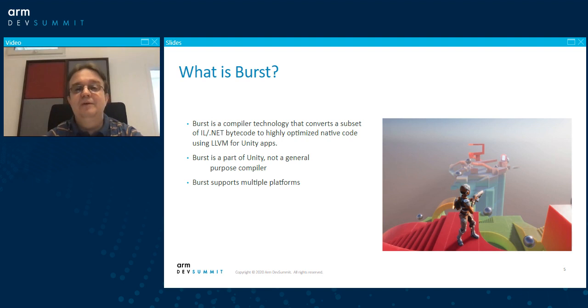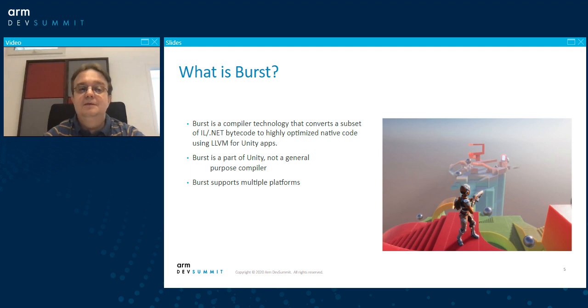Burst is primarily designed to work with Unity's job system and the new data-oriented tech stack, or DOTS. What is really important, Burst is not a general purpose compiler. It's a part of Unity and is made to make your Unity games run faster. It supports a wide range of platforms, starting from desktop to consoles, and most importantly, mobiles, iOS and Android, which we're going to focus on in this talk.